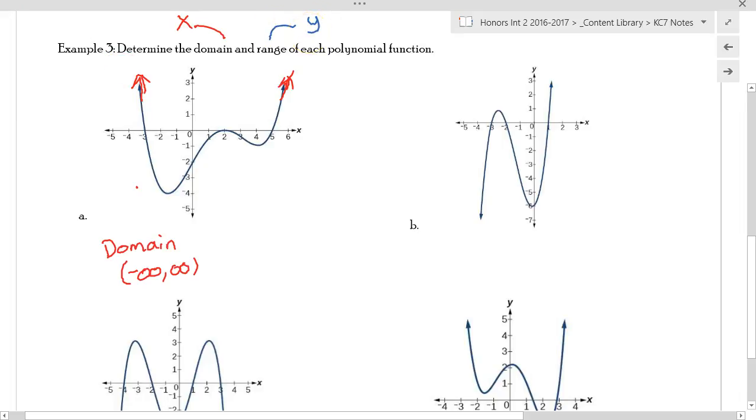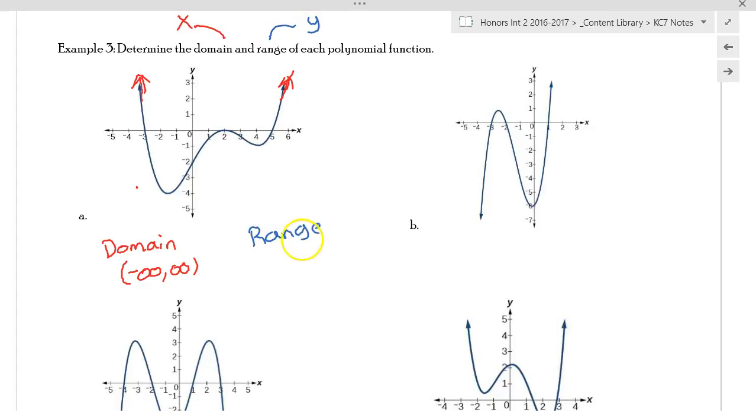Our range is not always the same. But it's the same type of idea. For range, it's our y value. So I'm looking up and down. So I want to think about, okay, where do I start? And we always start at negative numbers and go towards positive numbers. So we're always going to start at the bottom and go up. So I'm going to look at the bottom and see where my lowest point is.